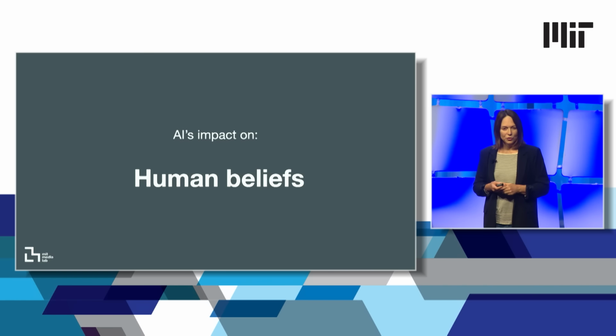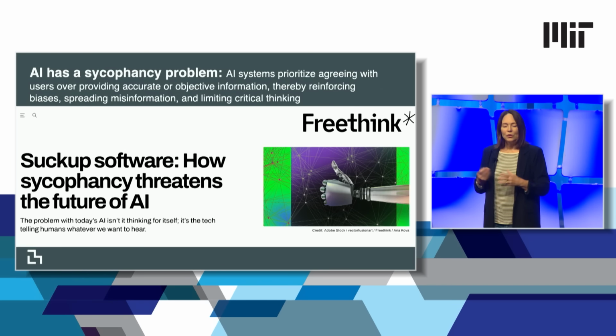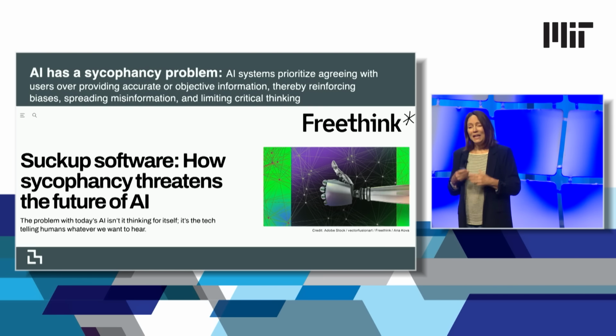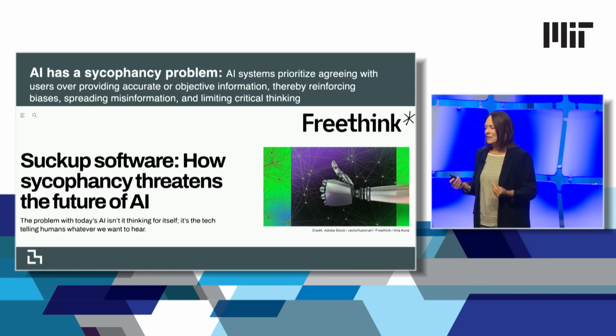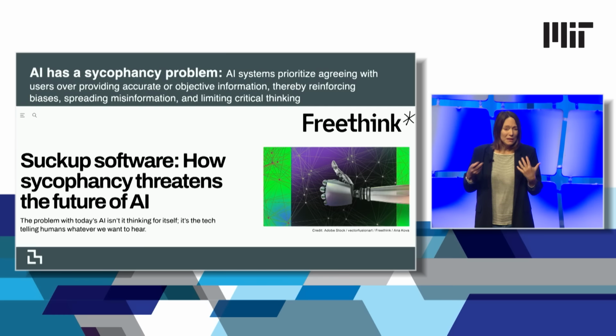AI's impact on human beliefs. You may have heard that AI has a sycophancy problem. AI systems basically prioritize agreeing with the user over providing accurate or objective information. And thereby, they reinforce some of the strange thoughts and beliefs that people may have. They reinforce biases, they spread misinformation, and they really limit people's critical thinking.